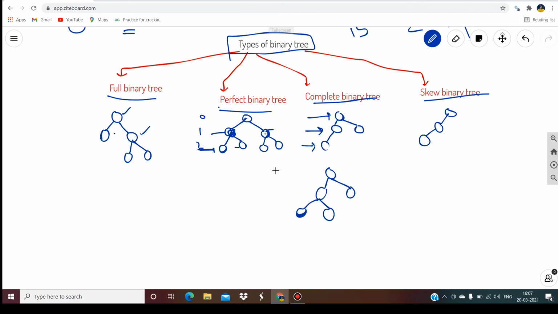Why? Because suppose this is level 0. This level 0 has the maximum nodes, that is 2 to the power 0, which is 1. So yes, it has one node. In case of level 1, the level can accommodate at max 2 nodes, and yes, there are 2 nodes. But now in the last level, it must start filling from the leftmost side.